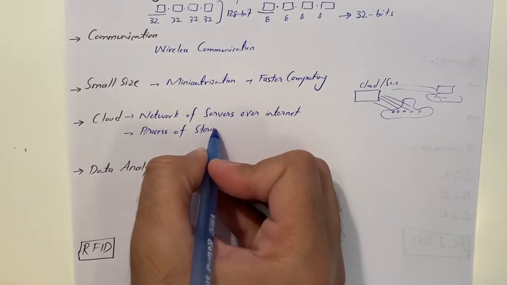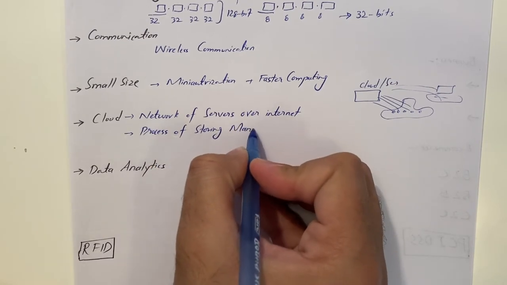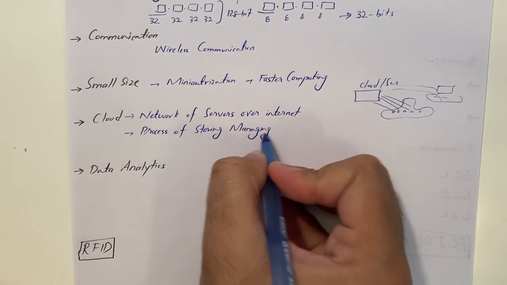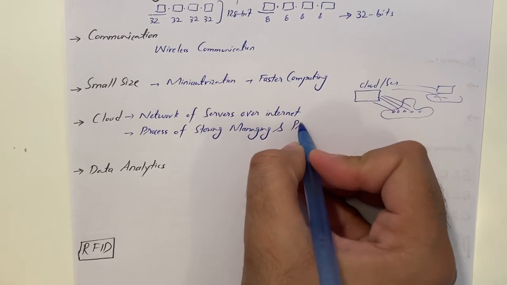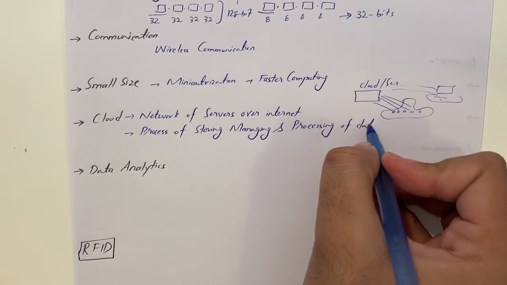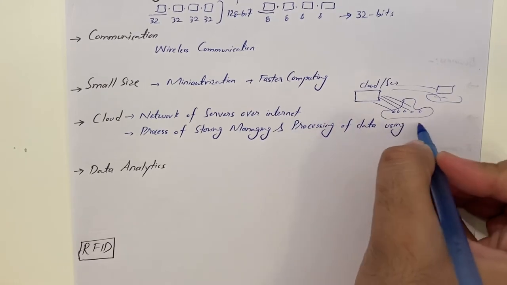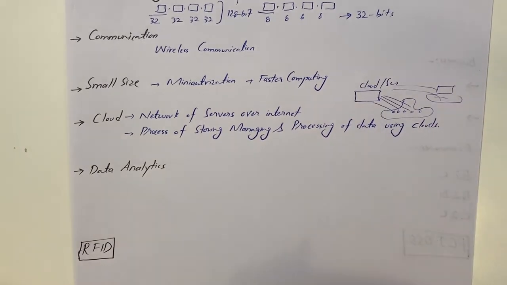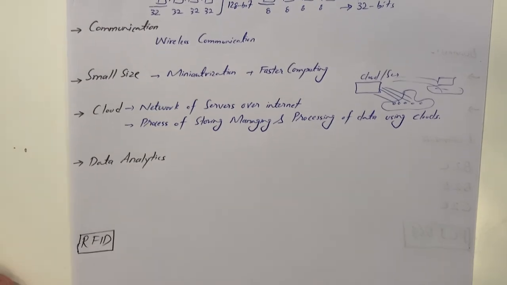storing, managing, and processing of data using cloud, rather than storing on your own computer. For example, application service providers, software as a service. Google Docs is the best example of cloud computing, where you don't have to download Google Docs on your computer. You can actually type over the Google Cloud, in fact.